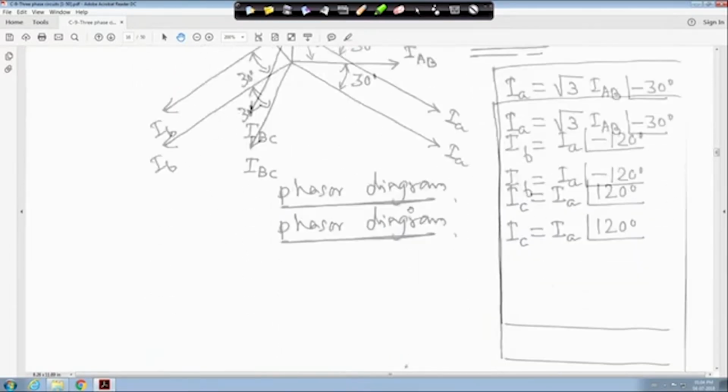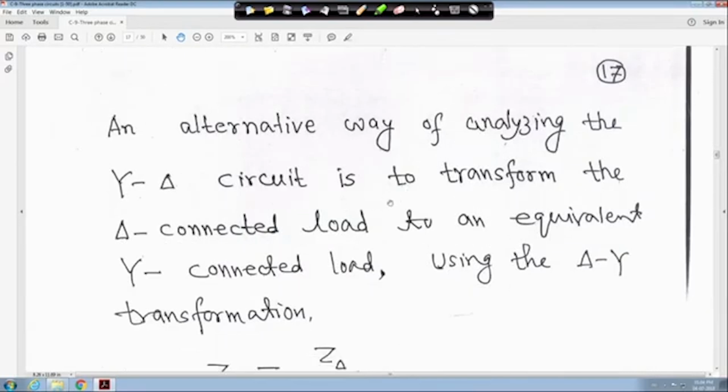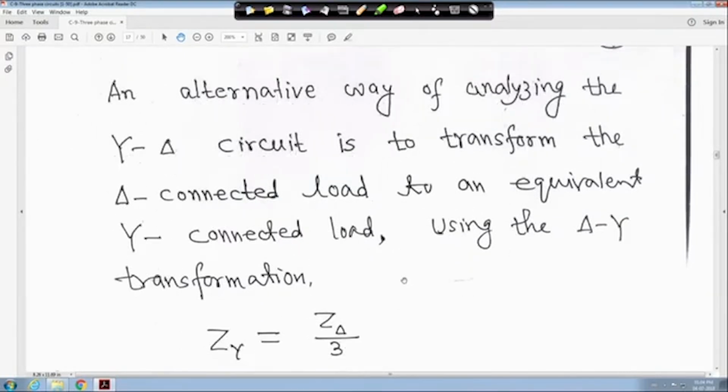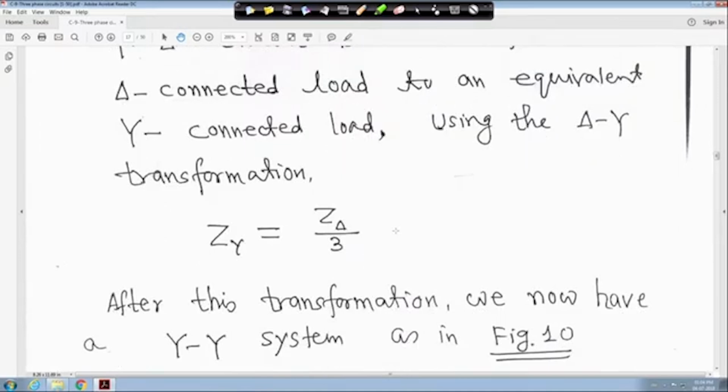Right. So, an alternative way of analyzing star delta circuit is to transform the delta connected load to an equivalent star connected load using the delta wye transformation. This is not much done, because it is same as a DC circuit, right. I never wanted to make these things much lengthy. So, Z star is equal to Z delta by 3.